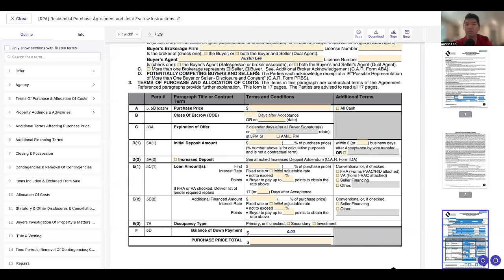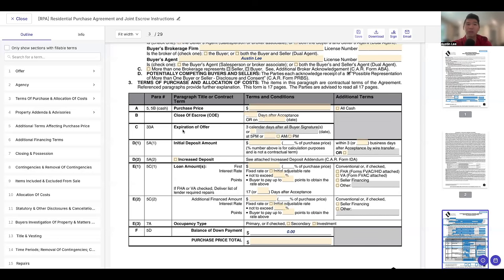But shameless plug, I do know some lenders that can close in 10 to 15 days, and that can really give you a competitive edge in this market because the seller can get their money faster, and obviously you get your property faster as well. So it's one thing to consider, to know what type of lender you're working with, because they can really give you an edge when it comes to this close of escrow field.